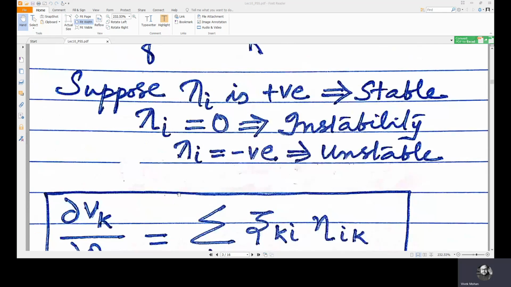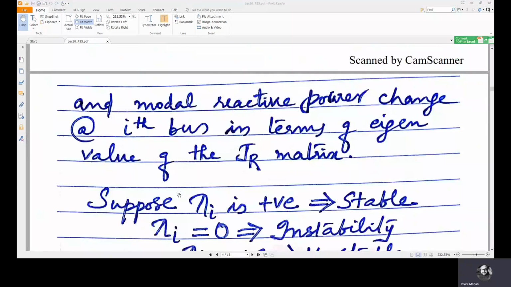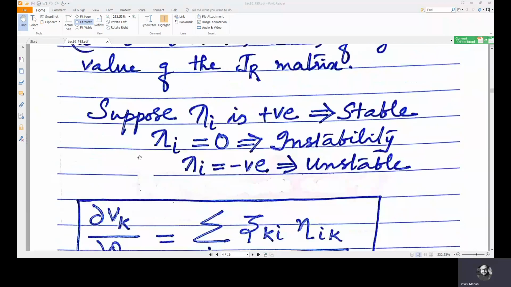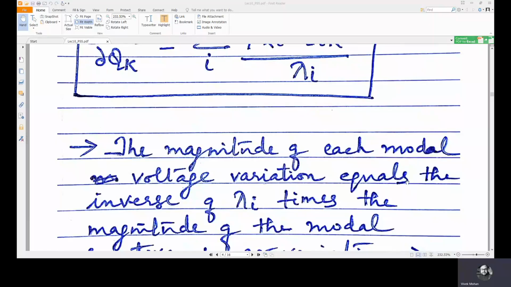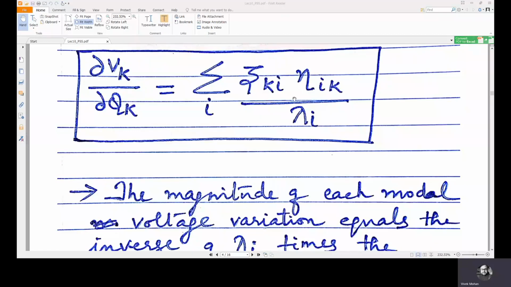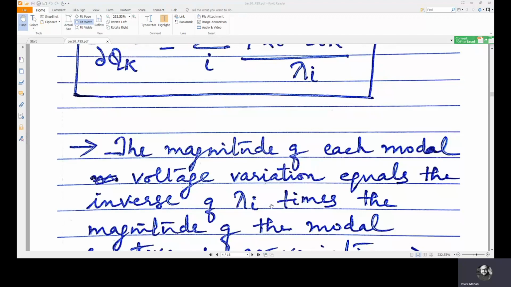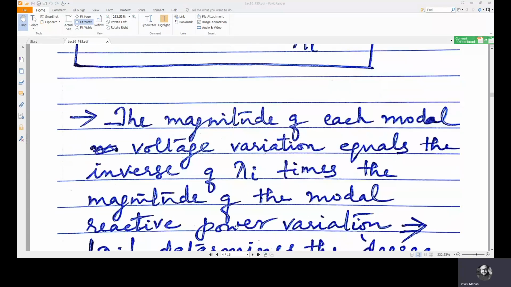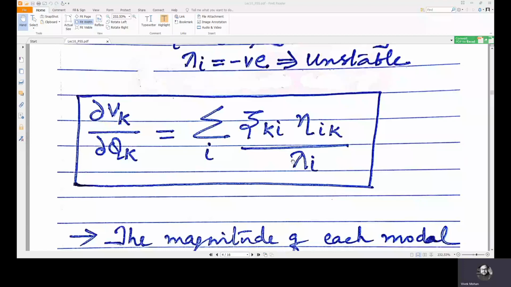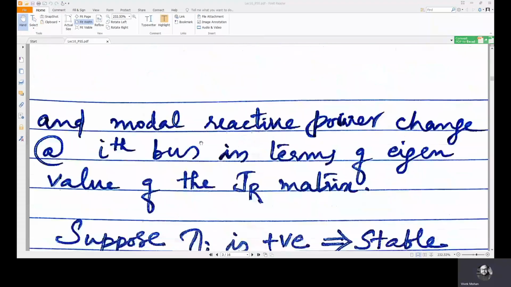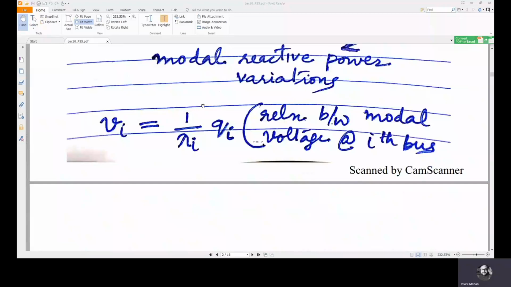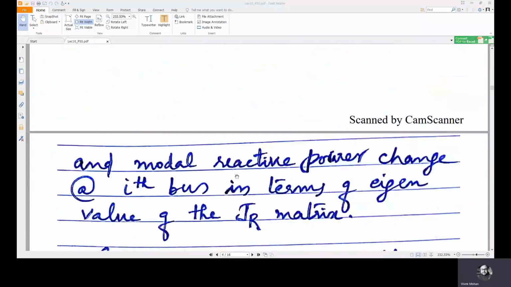Now we'll see this again. Suppose lambda I is positive, it's stable. Lambda I is 0, it's unstable. Then lambda I is negative, it's unstable again. The magnitude of each modal voltage variation equals the inverse of lambda I, this is 1 by lambda I, times the magnitude of the modal reactive power variations. 1 by lambda I into Qi. This is the modal reactive power variation.